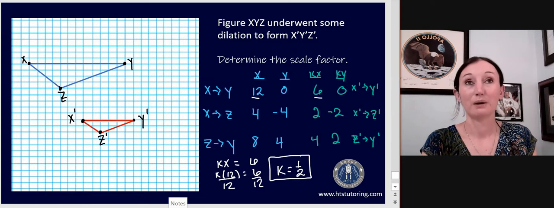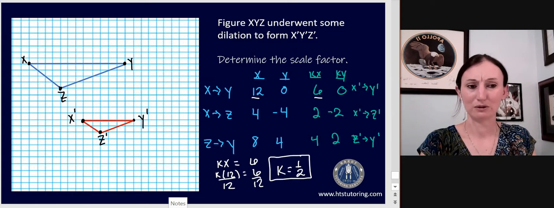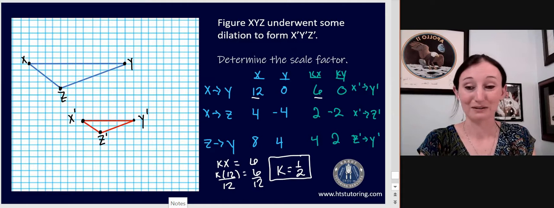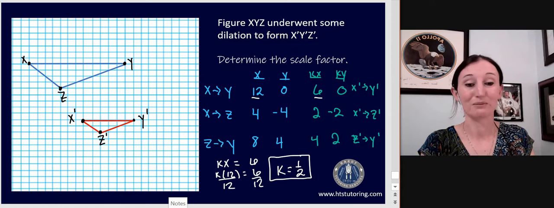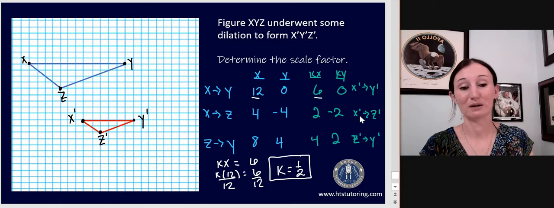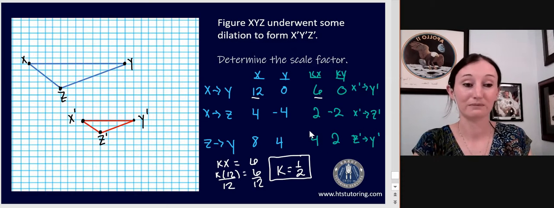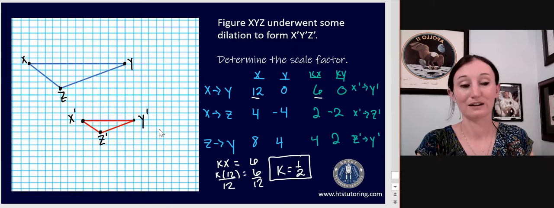Now, you might be thinking, hey, that was a fraction. How did she multiply that so quickly? Multiplying by 1/2 is the same thing as dividing by 2. Remember that. That's going to come in a lot of help. Very handy later on. So multiplying by 1/2 is the same thing as dividing by 2. 12 divided by 2, 6. 8 divided by 2, 4. Okay, so just a helpful hint there.